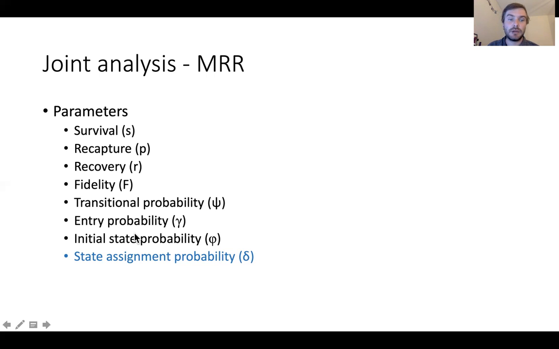And along with that, we have the initial state. So when they're first captured, are they likely to be a calf? Are they likely to be an adult? And then we're still working on the state assignment probability. That's for unknown aged individuals, so how likely they are to be of a particular age class. We're still currently working on that, and any ideas or feedback would be great on that.